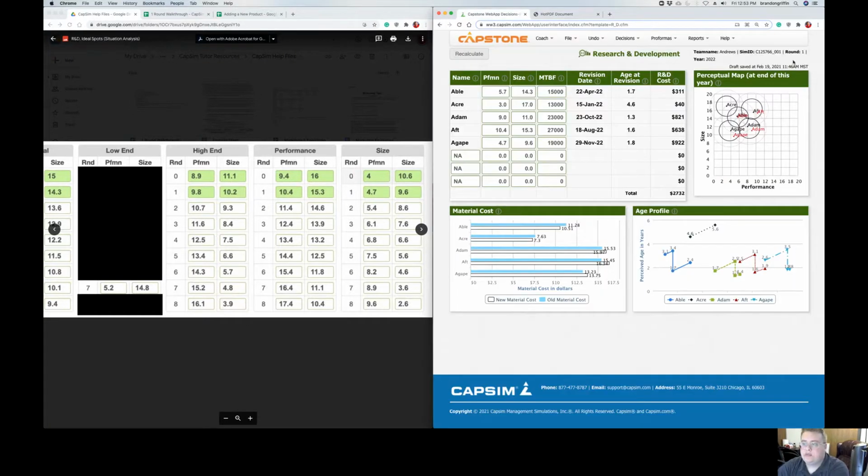We look at the top right corner of our Capstone decision spreadsheet, and we see that we are preparing for round 1 and the year 2022.